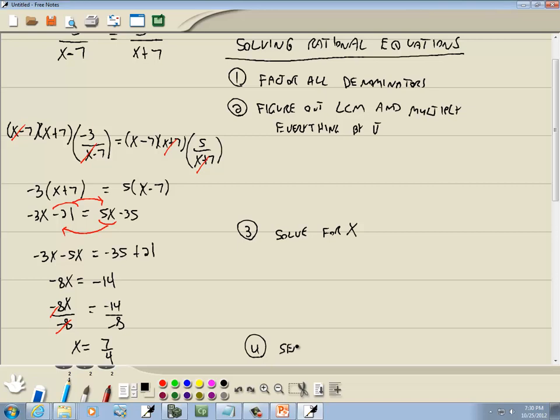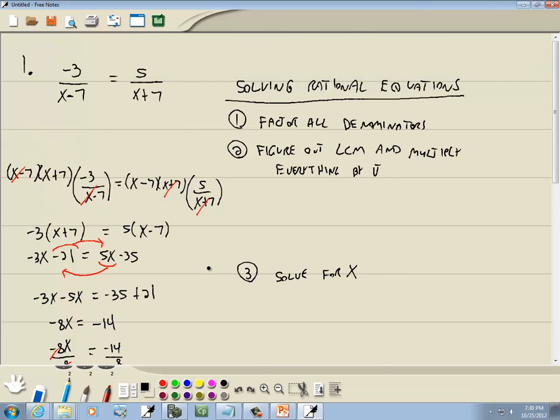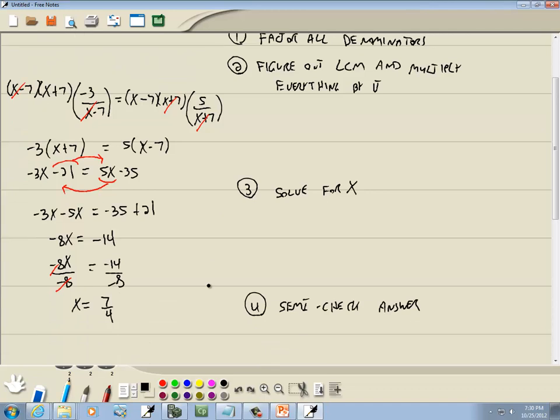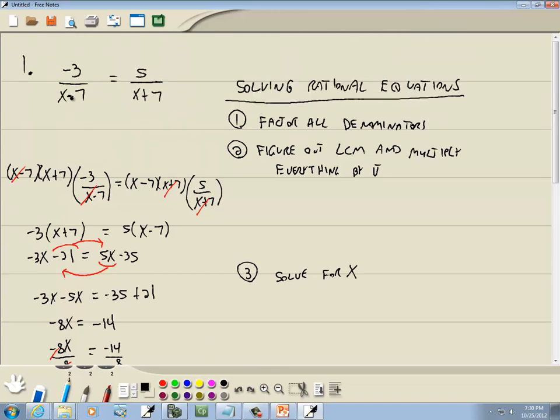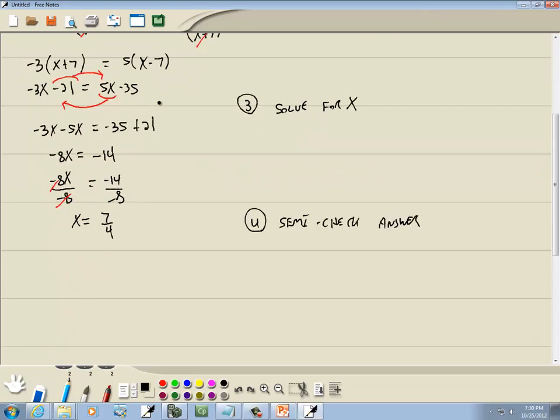And step 4, semi-check your answer. It's a weird way to put it, I know. But what we want to do is ensure that our answer doesn't cause a 0 in any denominator. 7/4: if I plug that back up here, 7/4 minus 7, I don't know what it is, but it's not 0. 7/4 plus 7, I don't know what that is, but it's not 0. So x equals 7/4 is our answer.